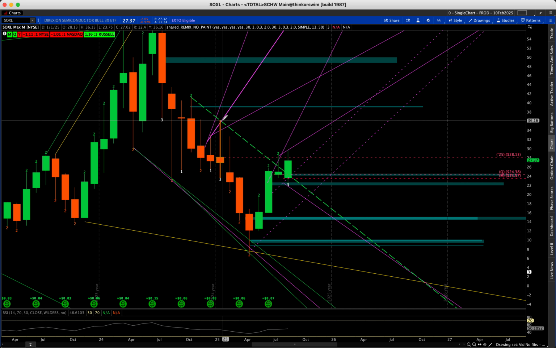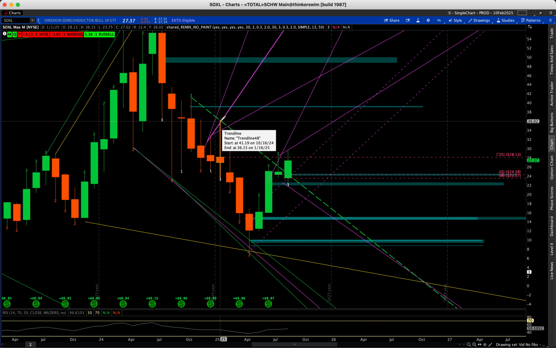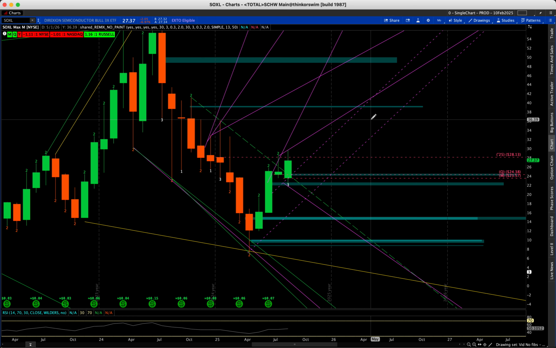So it would target the high of this 3. Now, again, that's from the month perspective, and we're not saying that's going to happen this month. You can see it took a couple of months to go down, and we've taken a couple of months to come up. But from a month perspective, we do expect to see price back up to the top of this candle, which is 36.15.